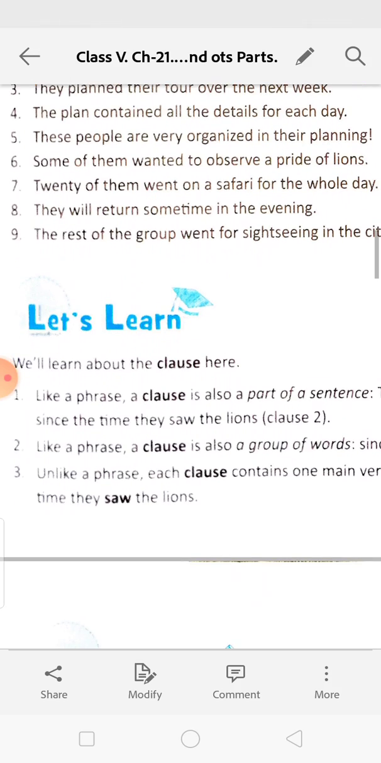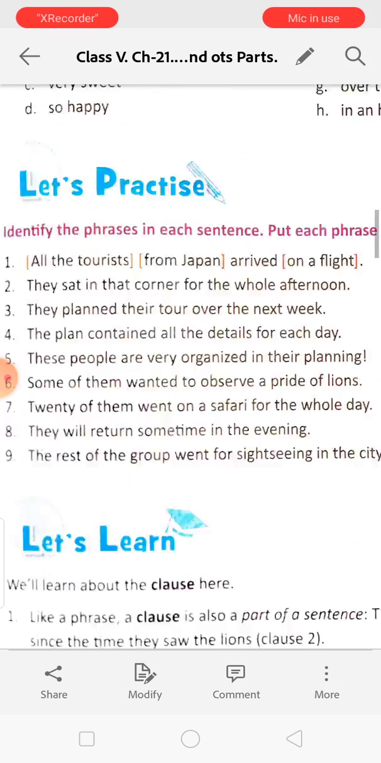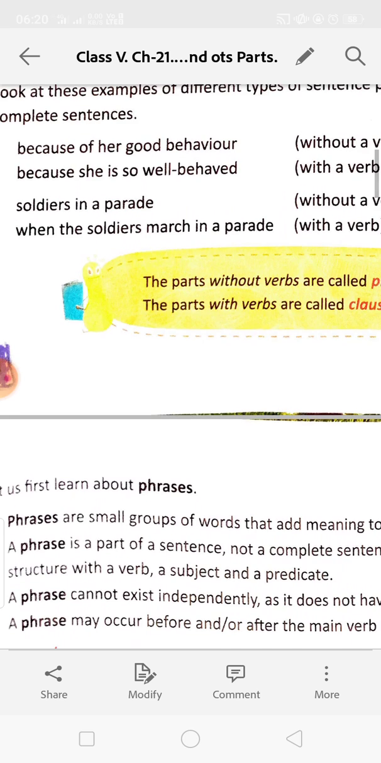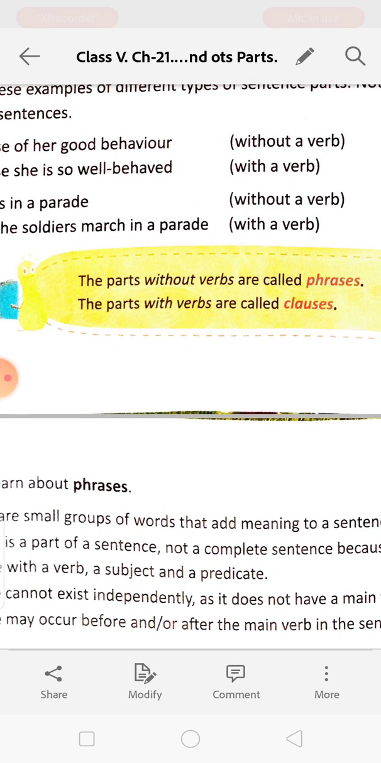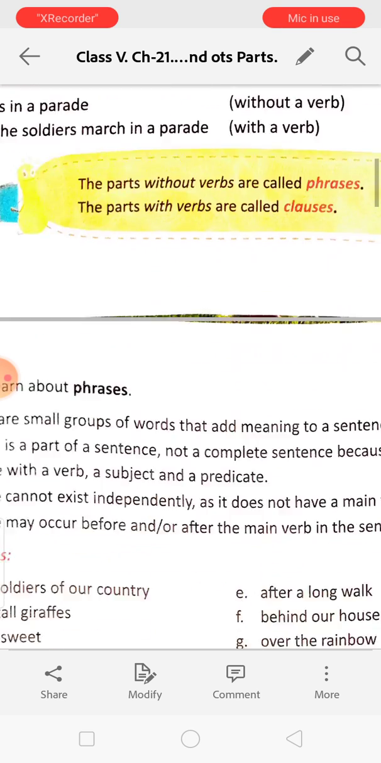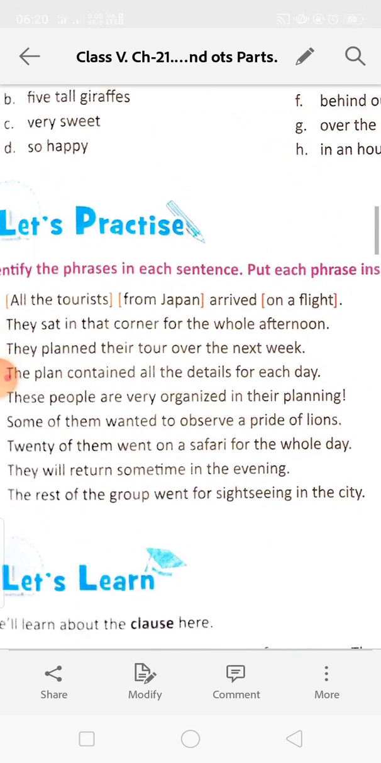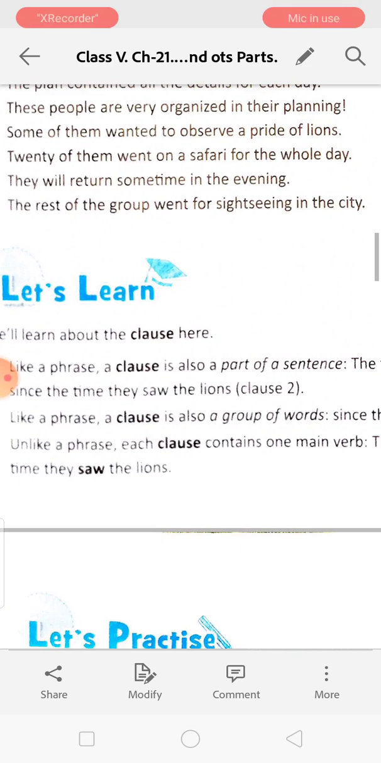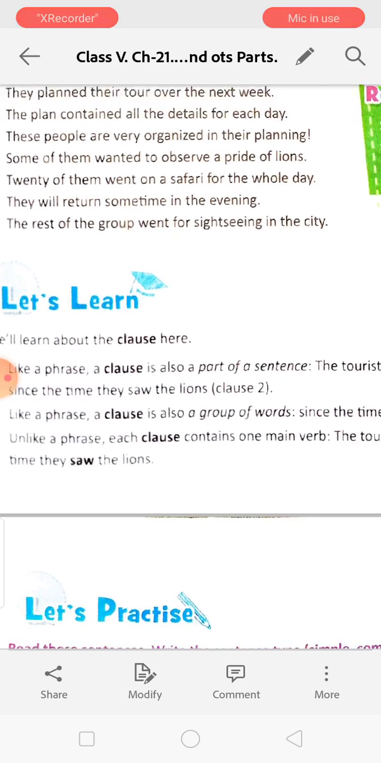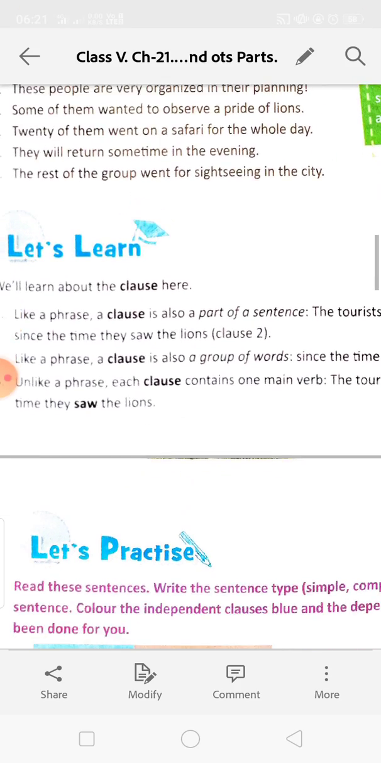Okay. Next we are coming to the clause. Here we have learned that the parts with verbs are called clauses. We will learn about clauses here.